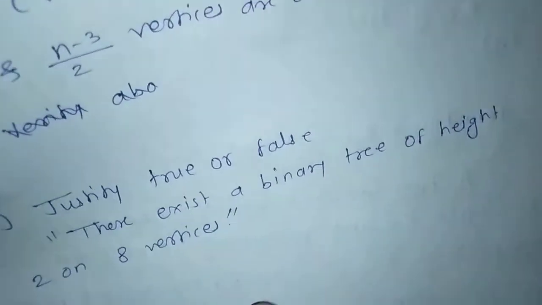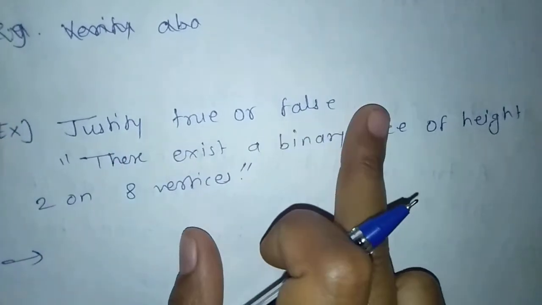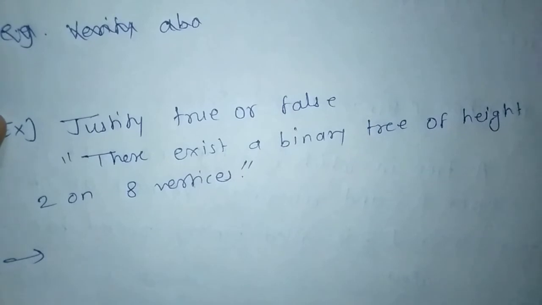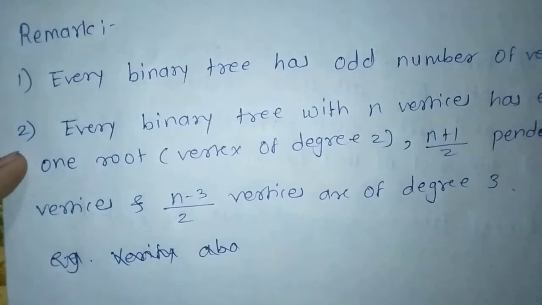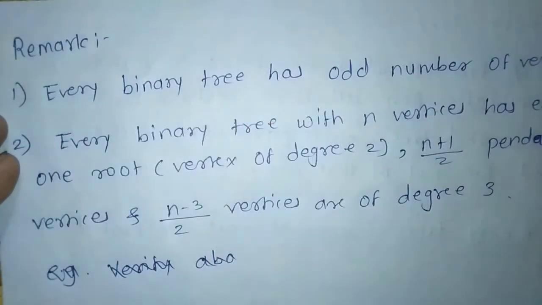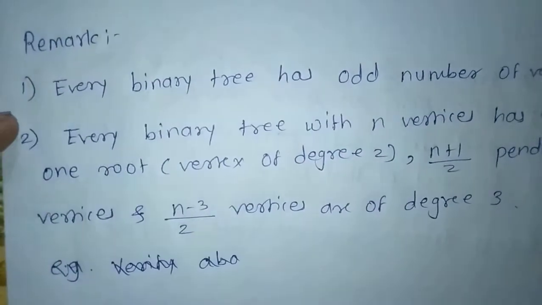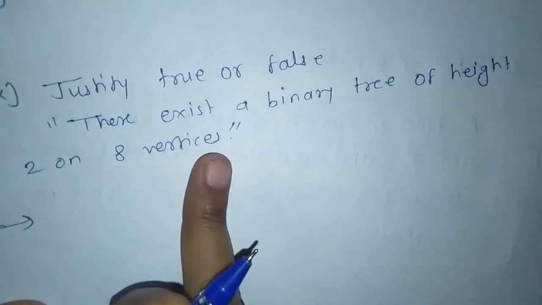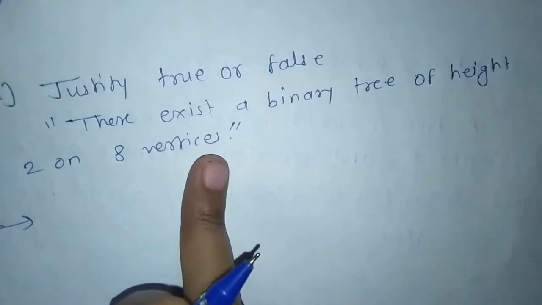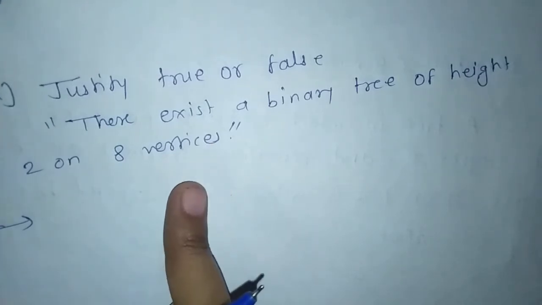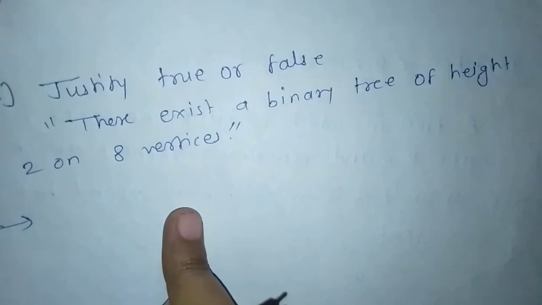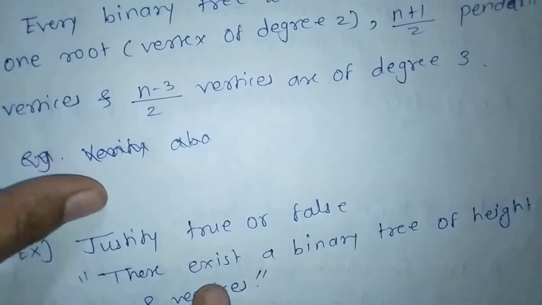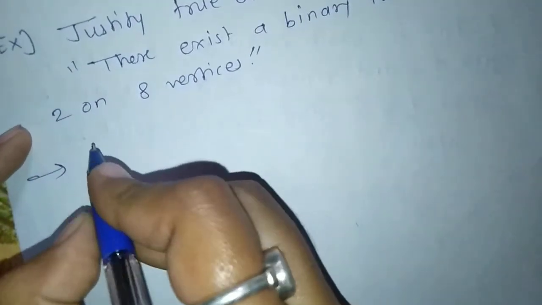Now next example, justify true or false. There exists a binary tree of height 2 on 8 vertices. Here in the remark given, every binary tree has an odd number of vertices, and in this example, how many vertices? 8 vertices, and 8 is even. So there does not exist a binary tree on 8 vertices by using the remark. So this statement is false.